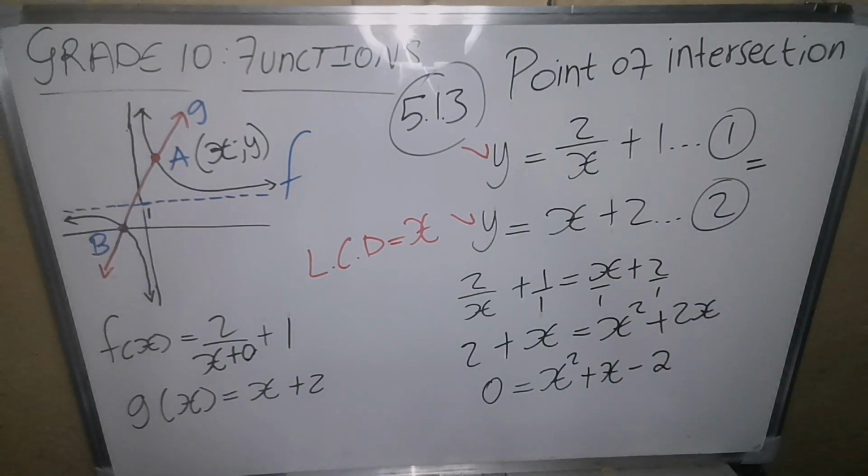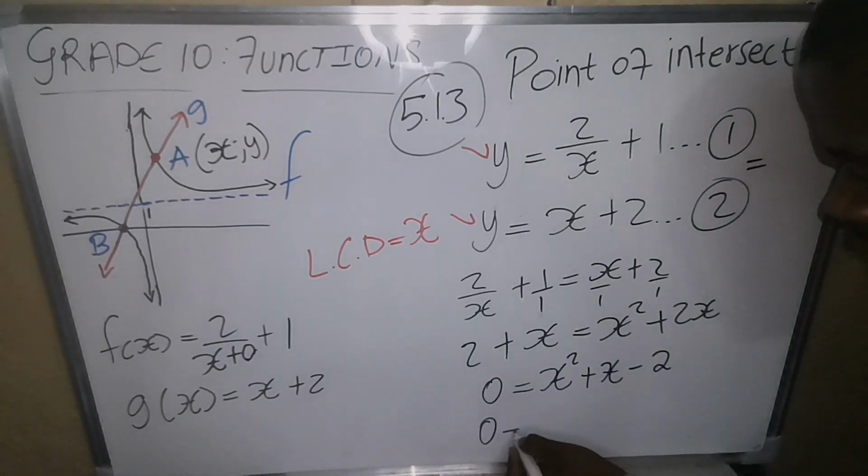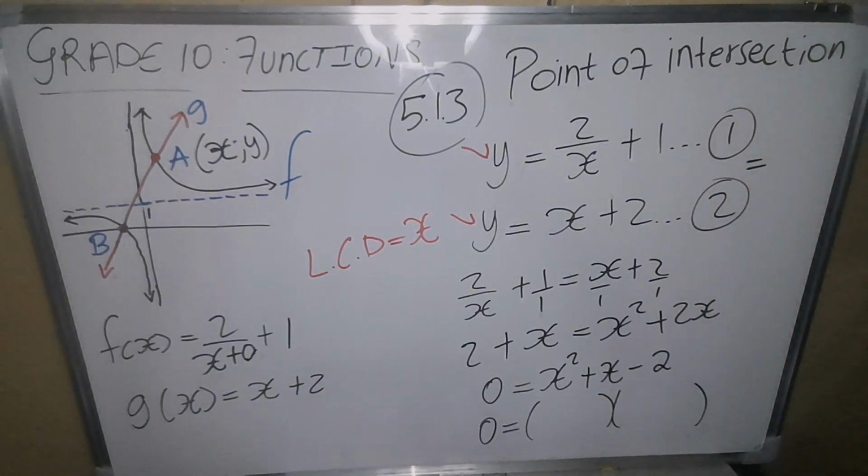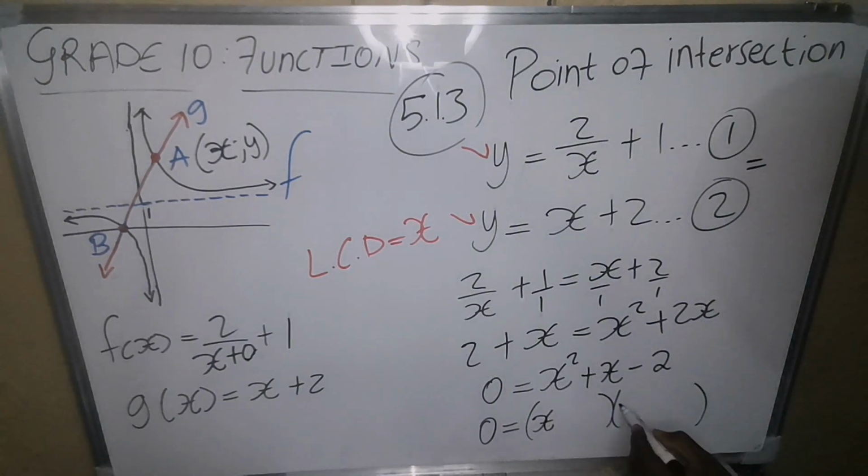After that, this is a quadratic trinomial. Until you know what to do with the quadratic trinomial, you can simplify it by opening 2 brackets. You open 2 brackets. Factors of x squared are x and x.